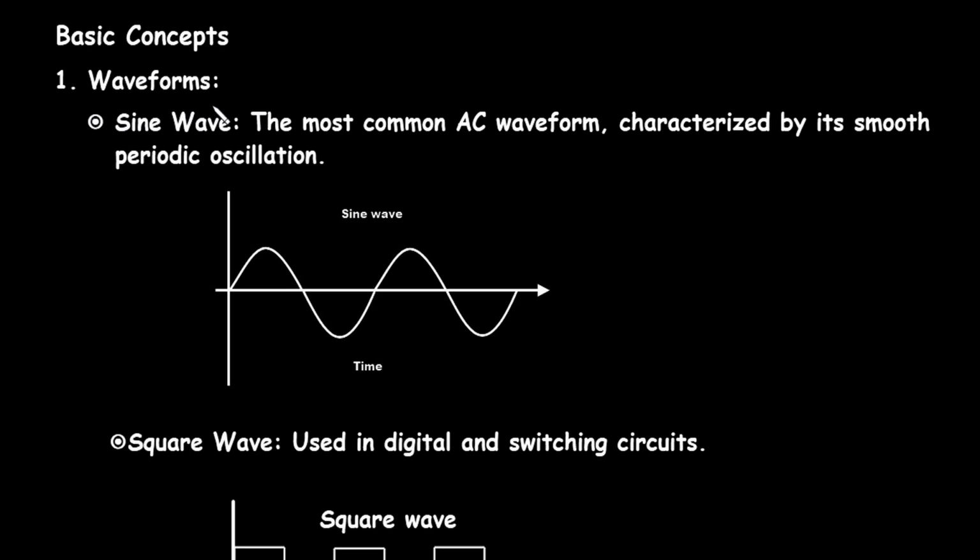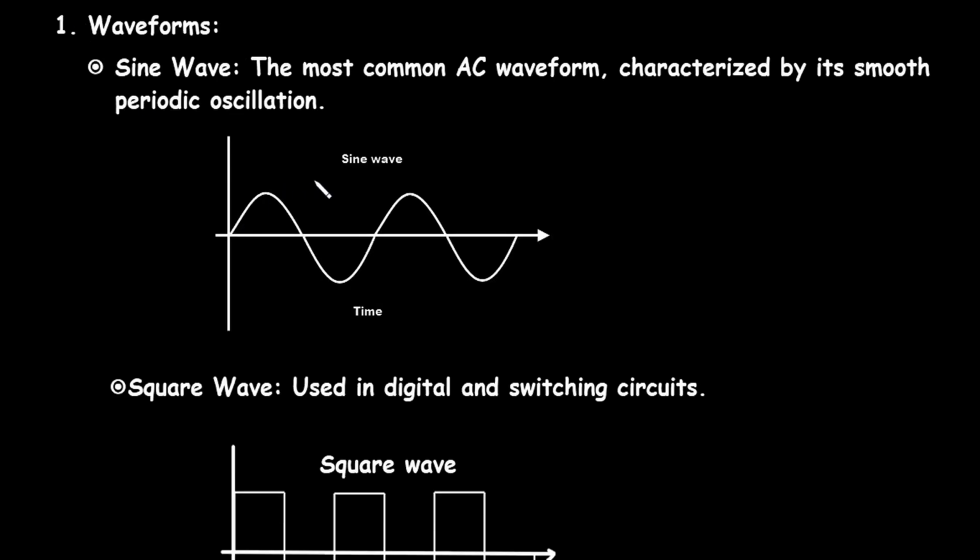Now what are waveforms? So there are various types of waveforms. Sine wave, the most common AC waveform. Sine wave is the most common type of waveform. Here we can see this is called a sine wave. It is characterized by its smooth periodic oscillation. So here we can see it has smooth periodic oscillations. So this is how a sine wave looks like.